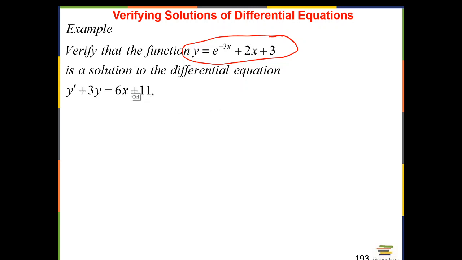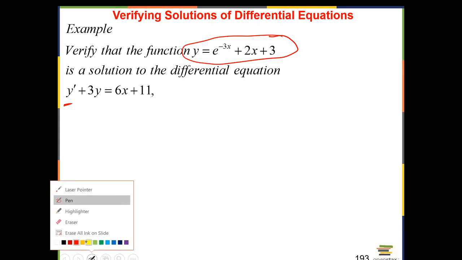So this is a differential equation. So the solution for this could be a bunch of functions. It could be more than one. But for now, we are given one solution. Is this a solution for this? If this function is a solution, then its derivative, right, plus 3 times itself has to equal 6x plus 11. If that's the case, then we say yes.